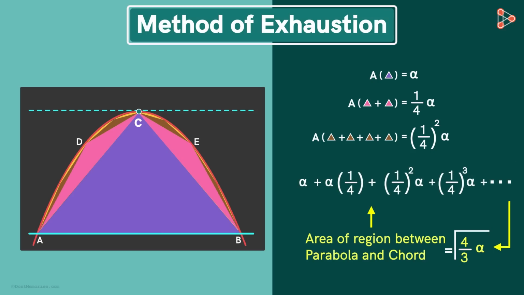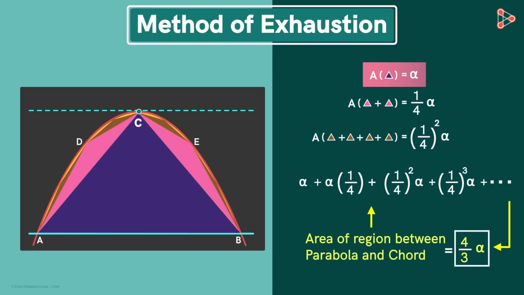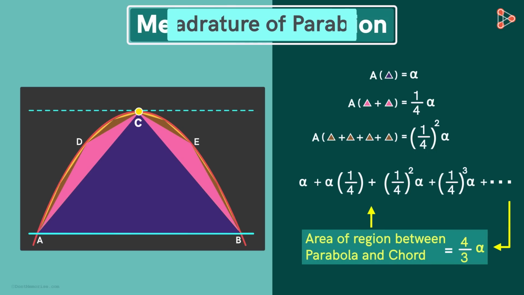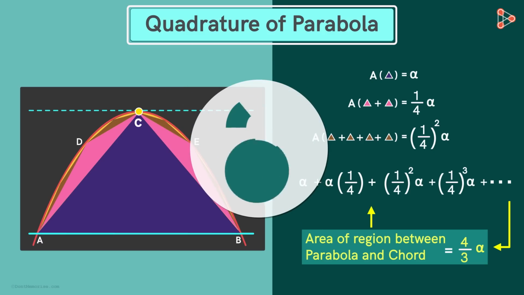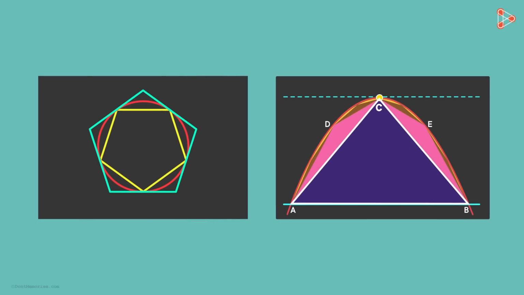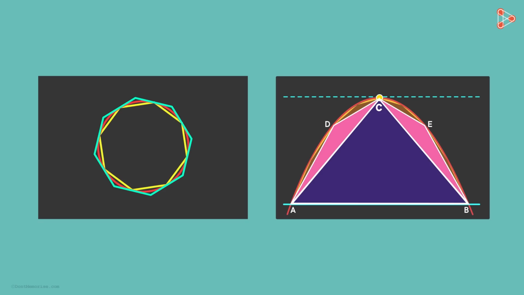So we get the area bounded by this curved line and this chord to be 4/3 times the area of this triangle. Note that this is the point at which the tangent is parallel to this chord. This result proved by Archimedes is called the quadrature of parabola. But did you notice a problem here? To find the area bounded by different kinds of curved lines, each time we have to find out which shapes will exhaust the given area.